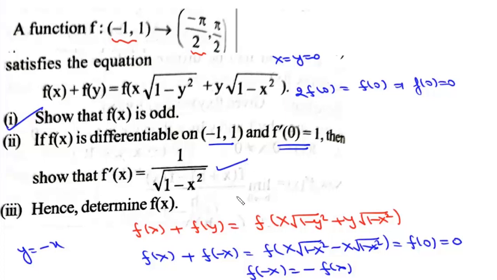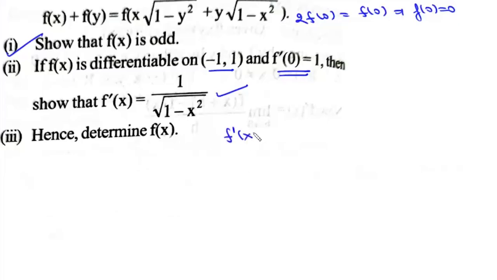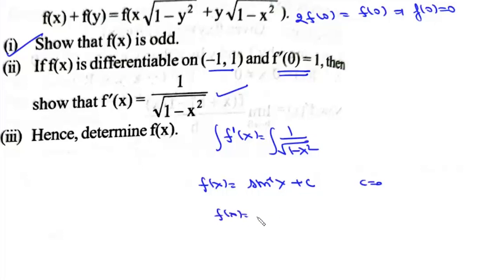Now from this we have to determine the value of f(x). Now f dash x is 1 upon under root of 1 minus x square. Now we integrate this. Now this is f(x), and here this is sin inverse x plus c. Now when x is 0, f(0) is 0. That means c is 0. So basically this function f(x) is sin inverse of x. And that is the answer to this question.